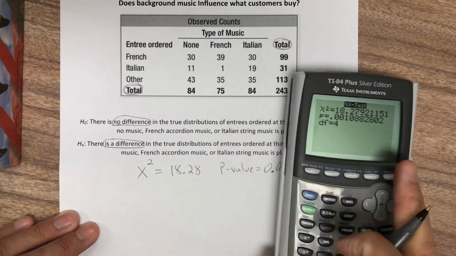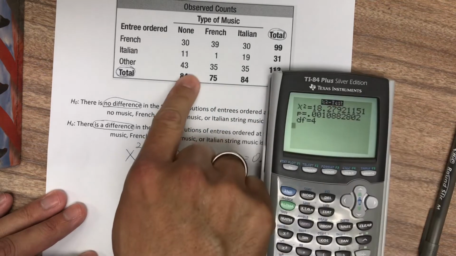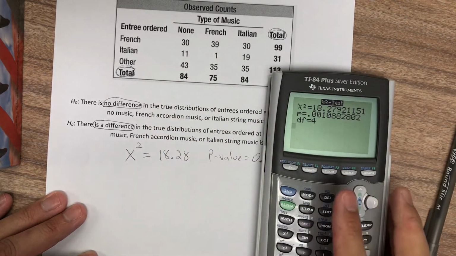Now let me show you something else with the calculator. You have your observed counts. What if you want to check your expected counts?